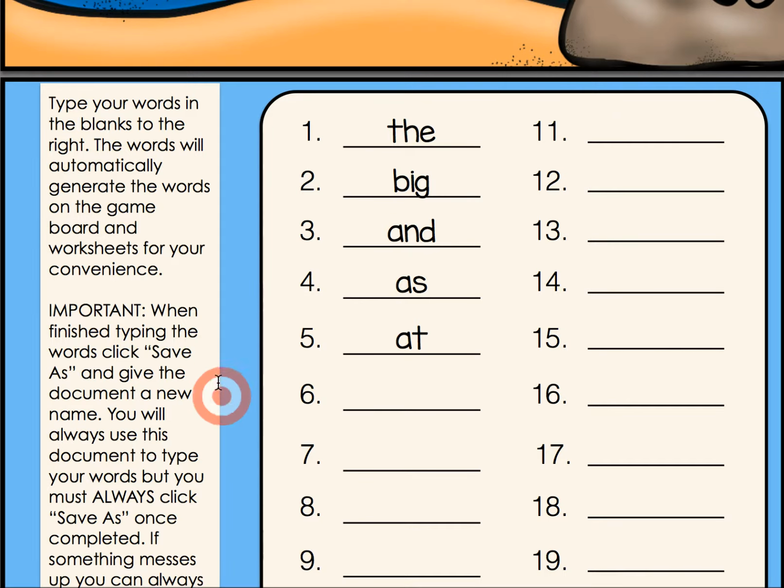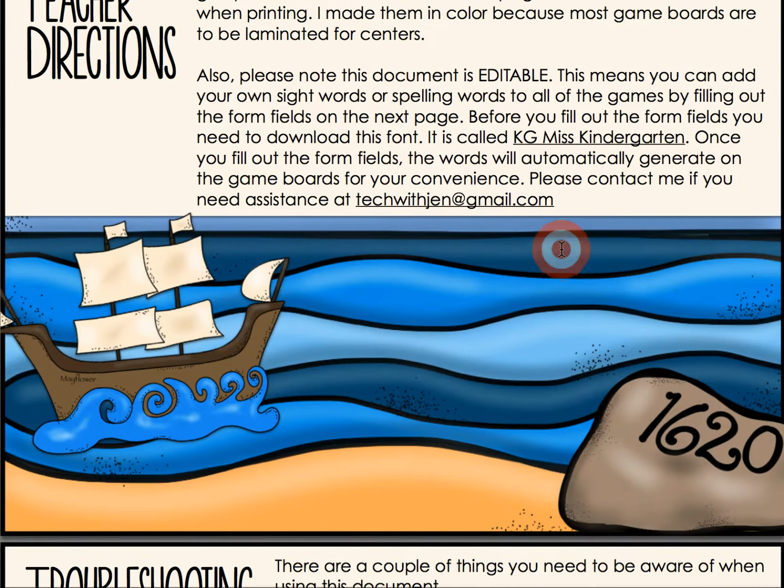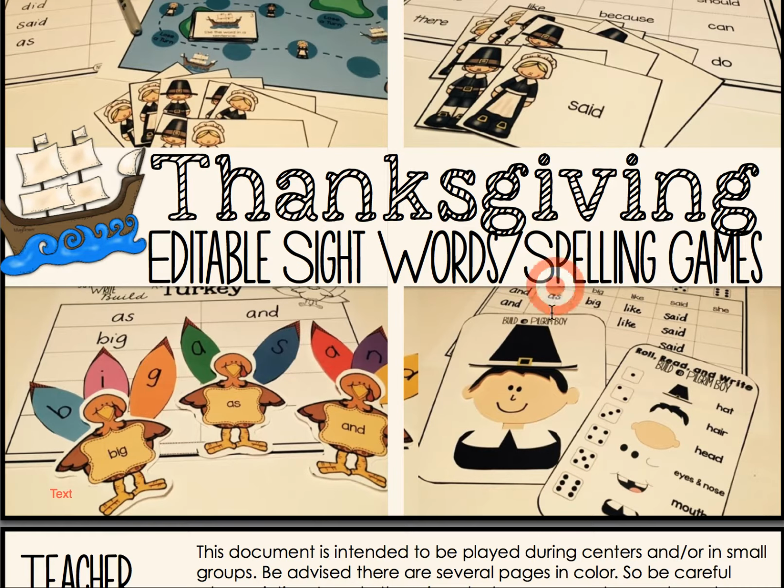Another thing you need to remember is, when you finish typing this, you're going to click Save As and name it something else so that you can have all of your weeks of spelling words or sight words. Just put it in a nice folder or something like that, and that way you have it all the time and you don't have to retype it every year. And then when you start for the next week, you'll have a blank template to type your new words in. So that is my Thanksgiving editable spelling games.